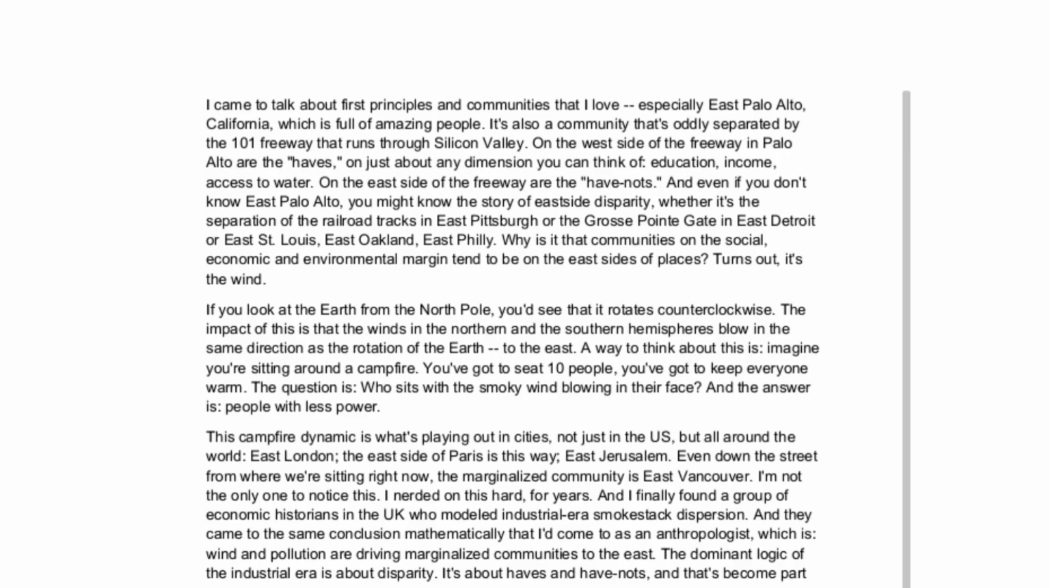So the way to think about this is, imagine you're sitting around a campfire. You got to seat 10 people. You got to keep everyone warm. The question is, who sits with the smoky wind blowing in their face? And the answer is, people with less power.